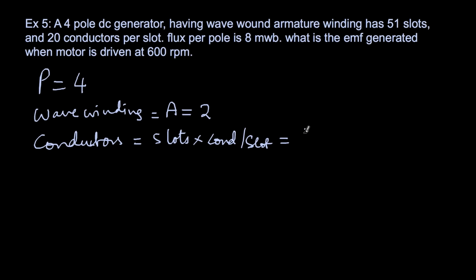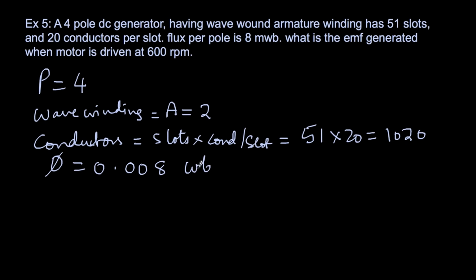So in total we have 51 slots multiplied by 20 conductors per slot. So this comes to 1020 conductors. Flux per pole is 8 milliwebers, so 0.008 webers. Be careful with the units. Given 8 milliwebers, I should write it in webers like this.